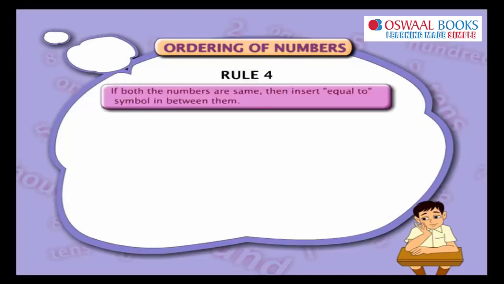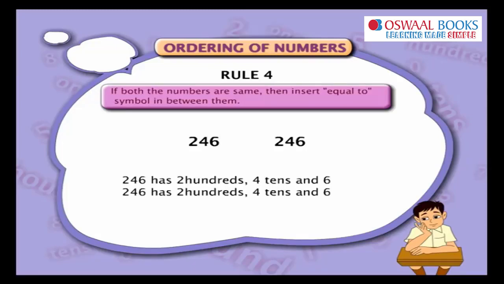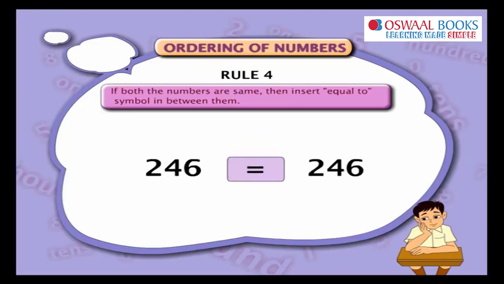Rule 4. If both the numbers are same, then insert equal to symbol between them. For example, let us take the numbers 246 and 246. Here, all the places have the same numbers, so both the numbers are equal. 246 is equal to 246. We write this as 246 equal to 246.